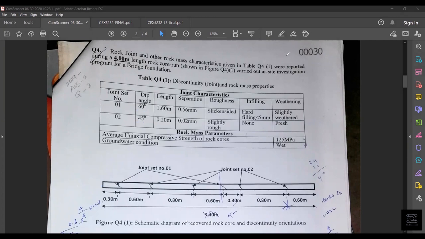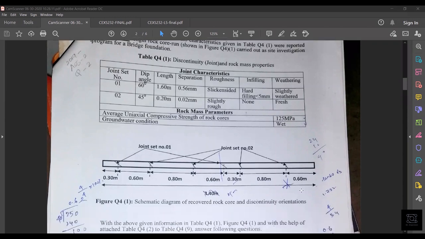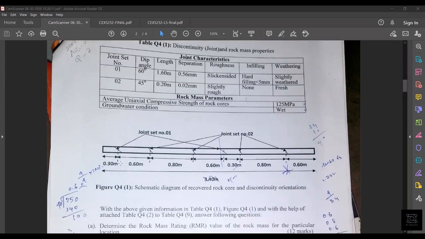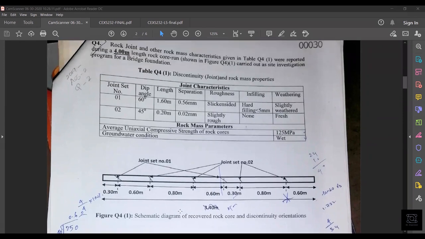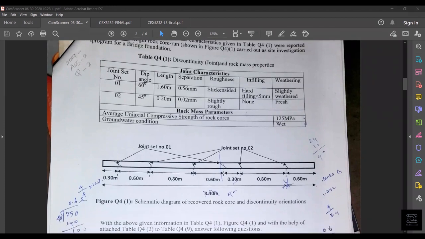When it comes to RQD, we know we have to add up all the lengths of the rock fragments which are greater than 10 centimeters. Here, every element is greater than 10 centimeters. So the total length is 4 meters, and the actual length of excavation is also 4 meters. So RQD is obviously 100.